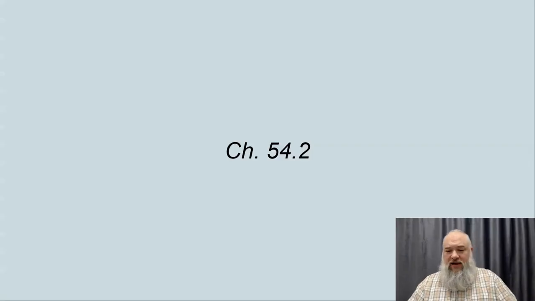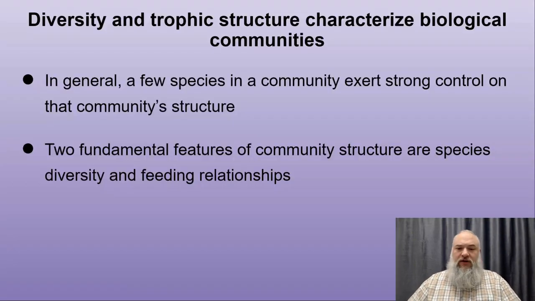All right, folks, welcome back. We're dealing with the stuff that's in chapter 54.2 of your book. We're going to start looking at biodiversity stuff. So diversity and trophic structure characterize biological communities.